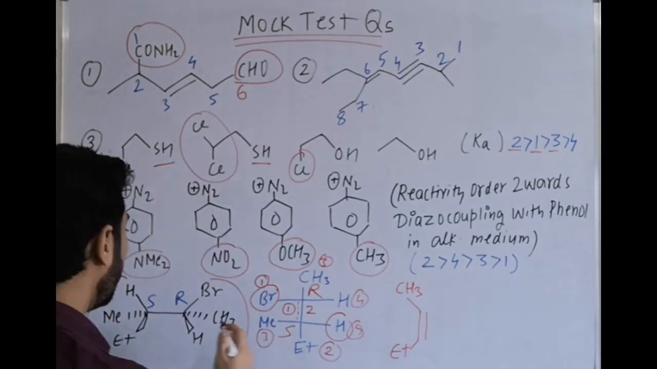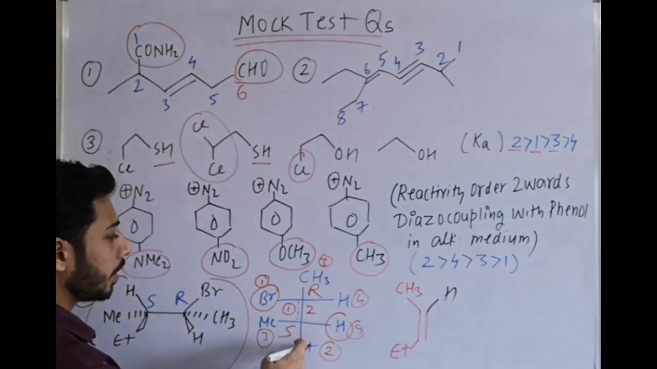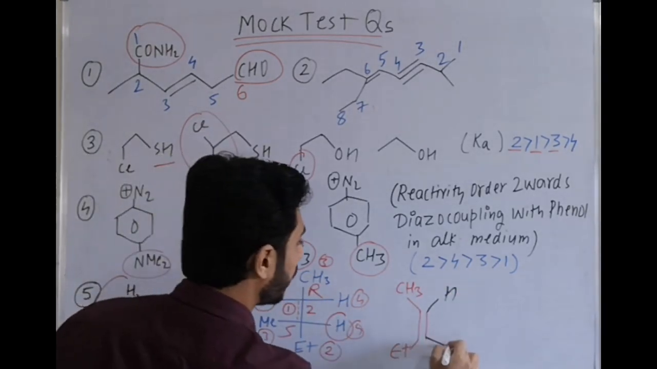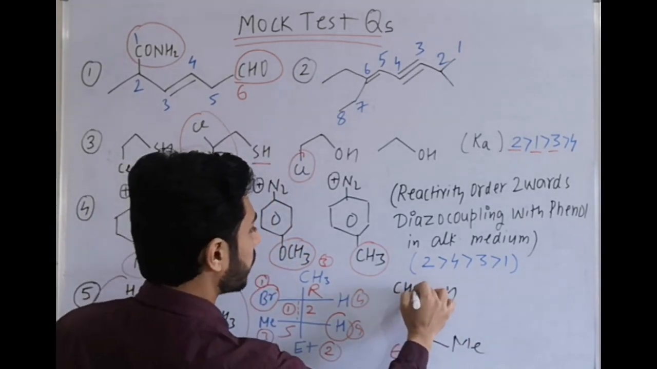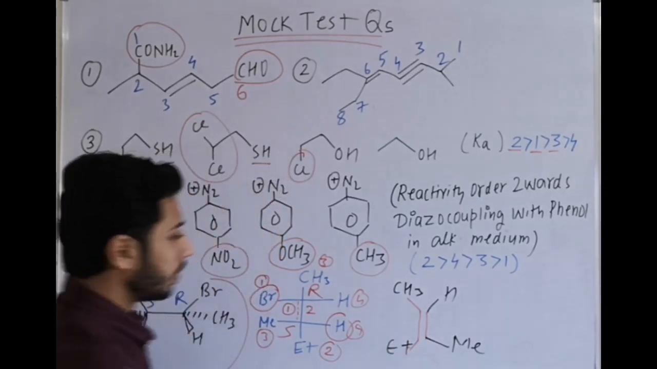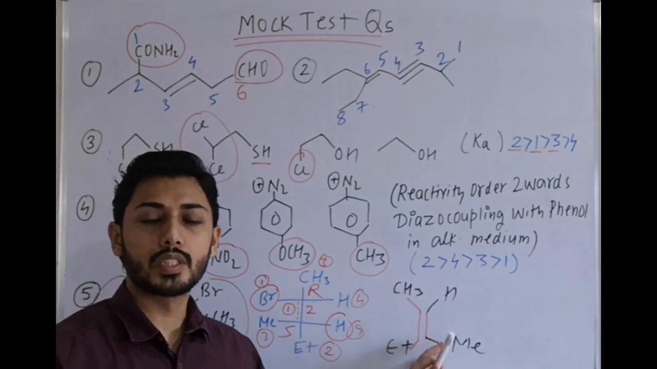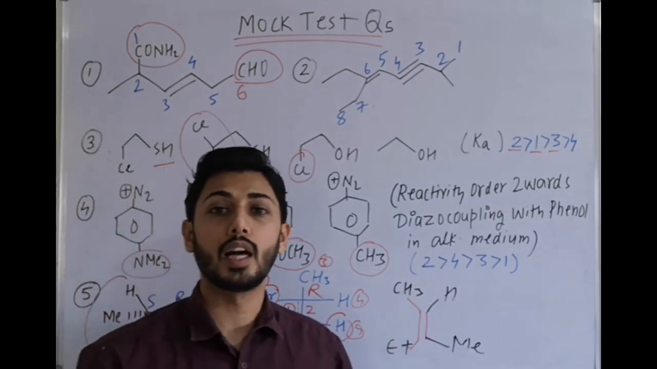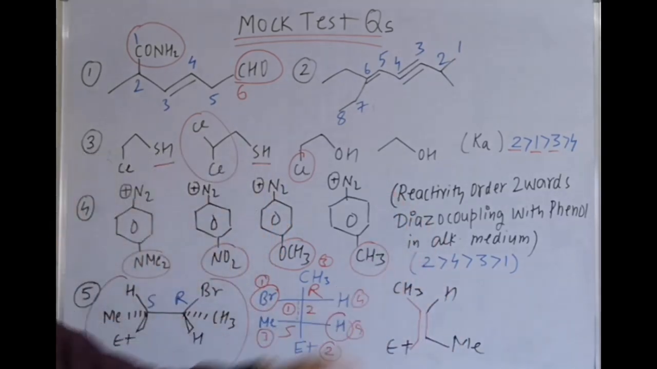CH3 in front of ethyl, and H, ultimately if they both are in front, H and methyl will be in front. Is this clear? Maybe that color is a little less visible, so I am writing it like this. Now tell me, on the double bond both CH3 are on the opposite side, that means which form is it? Trans form. Now go through the options and you will get the answer. So those are a few questions for now.